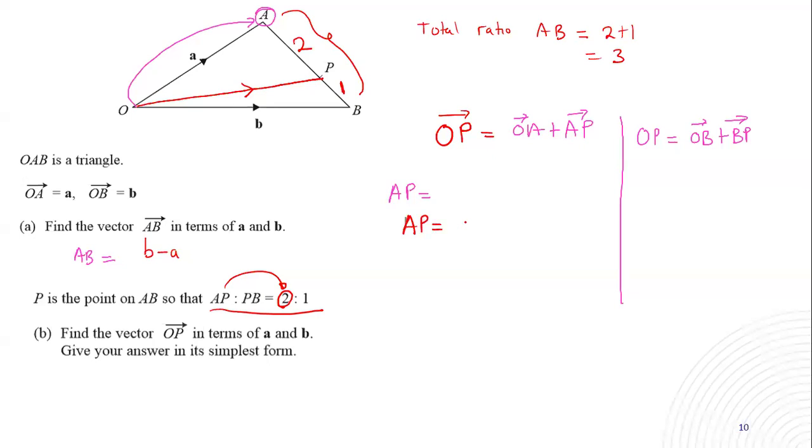So AP is a half of AB. Okay, thank you for trying. Now we come back. I want you to look at our line very well. This is our line: A, this is P, and this is B. Now, A to P, from what they have given us, has two parts, and this one has one part. So what is your total ratio of all the parts?